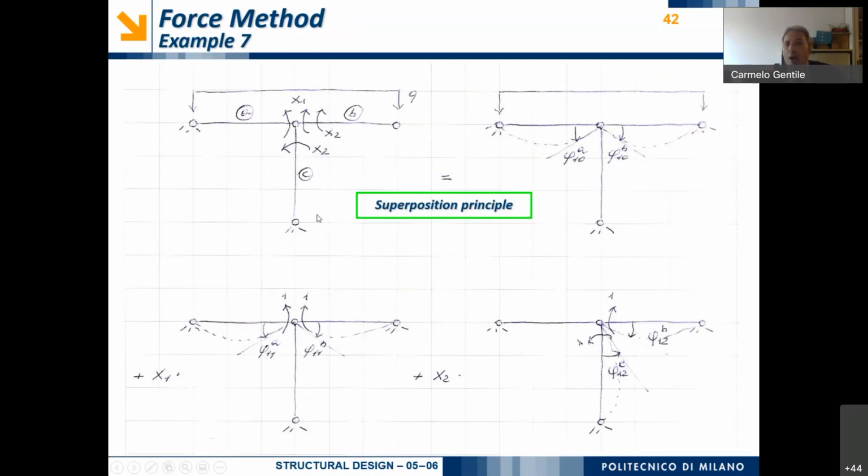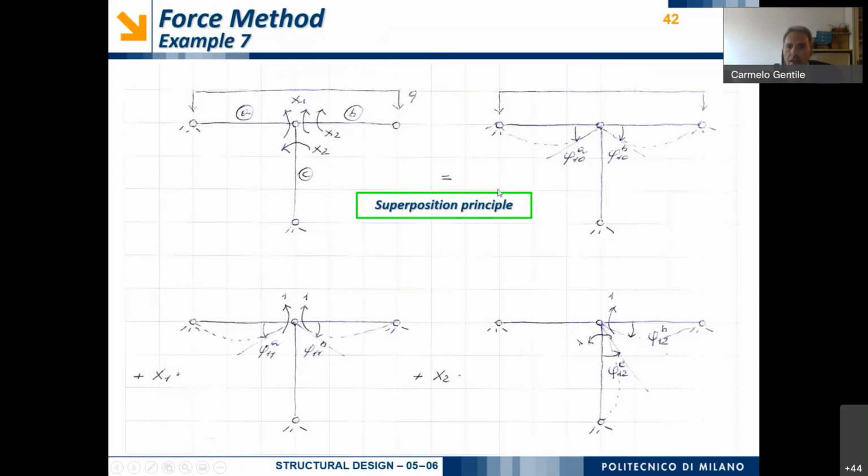And so when we apply the superposition principle, we can say, for example, that first of all there is the action of the external loads. The action of the external loads in point number 1 will be the generation of two rotations, phi10A and phi10B, because I would like to denote the left-hand side beam as A, the right-hand side beam as B, and the vertical column, as I said, as C.